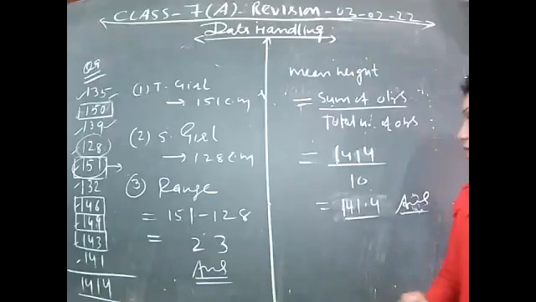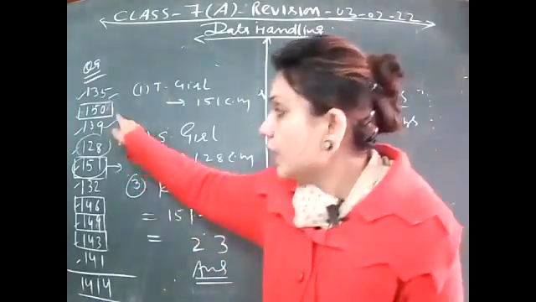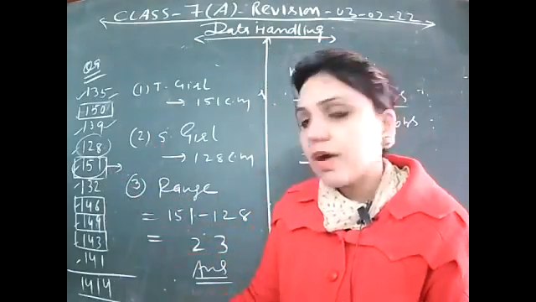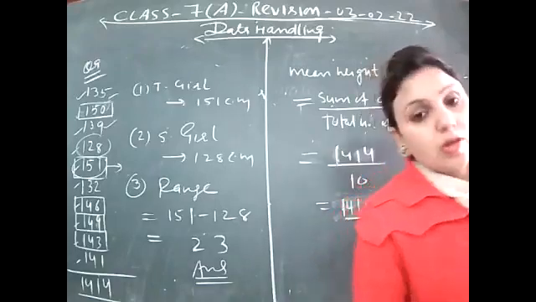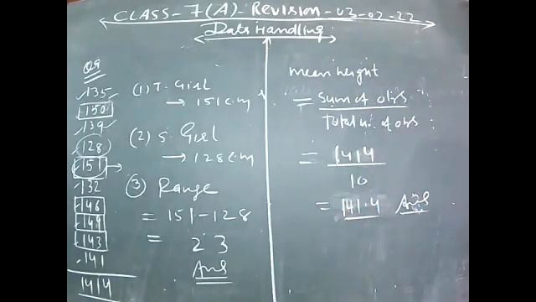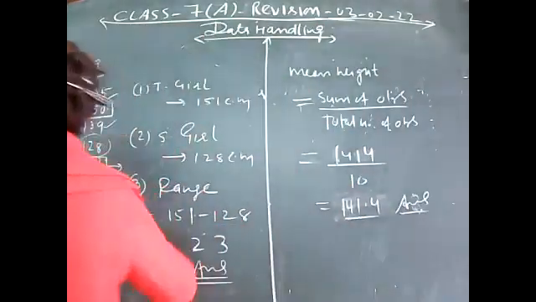So how many girls are there whose height is more than 141.4? I have circled it. 1, 2, 3, 4, 5. 5 girls are there whose height is more than the mean height. Question number 5.